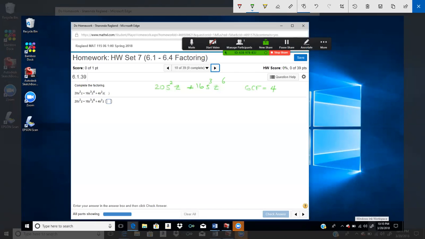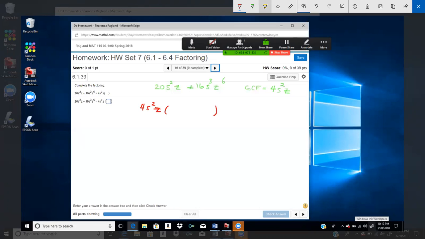Now, looking at the variables, they have an s and a z in common, right? So we know we're going to put s and z, and then you pick the lower exponent. The lower for s is squared, and for z, it's just z. So this is your GCF. That's what they have in common. So we're going to pull that out. So pull out the GCF, 4s squared z, and that's going to be on the outside.